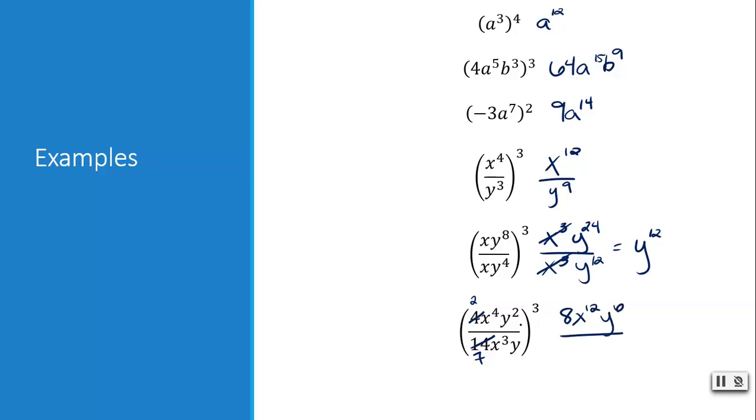Down here at the bottom, 7 to the third power, 7 times 7 is 49. 49 times another 7 is going to give us, let's see, 28 plus 6 is going to give us 34, so 343. And then we're going to do x to the 9th and then y to the 3rd. Again, we did that by multiplying all these exponents together.